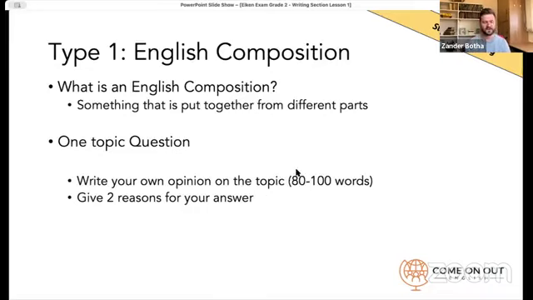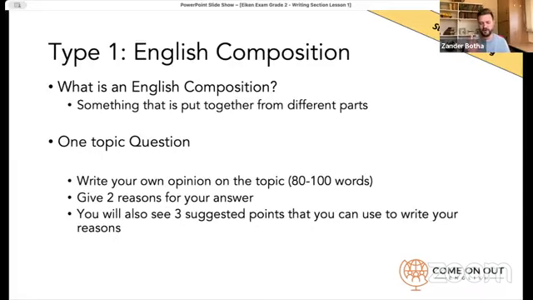All right. Thirdly, you will also see 3 suggested points that you can use to write your reasons. So they will give you the topic, and then they will give you 3 points that you need to use 2 of those to create your reasons. Now, in the Eiken exam, they tell you that you don't have to use their reasons, but you can if you want to. I always tell people it's better to use at least 1 of the reasons that they give you. So they will give you generally 1-word points, and you can use them to write your reasons.